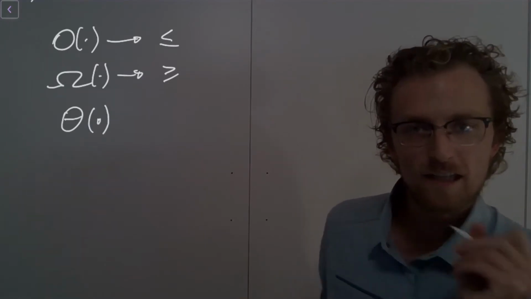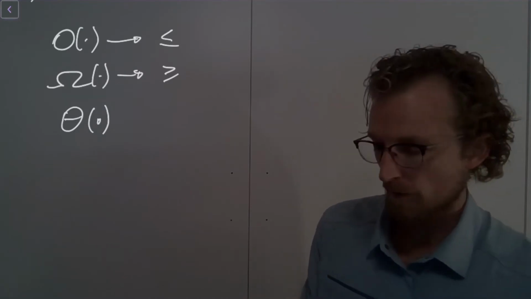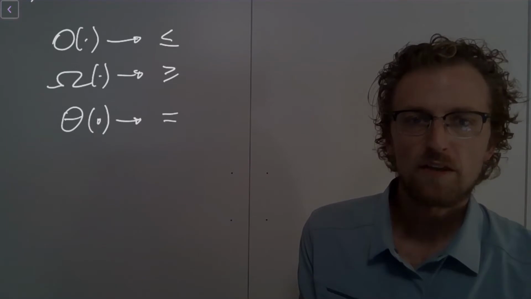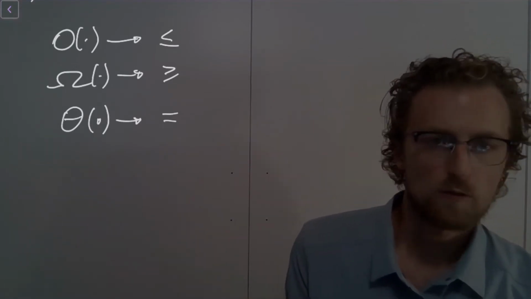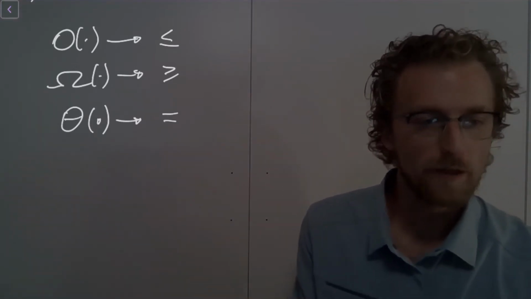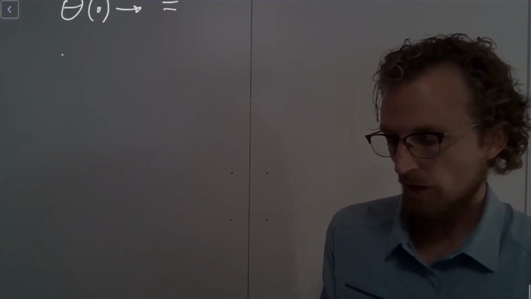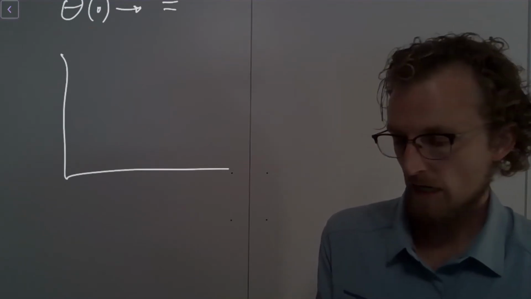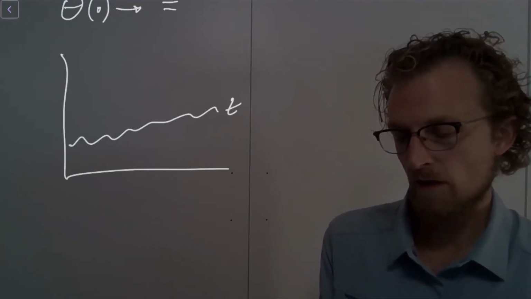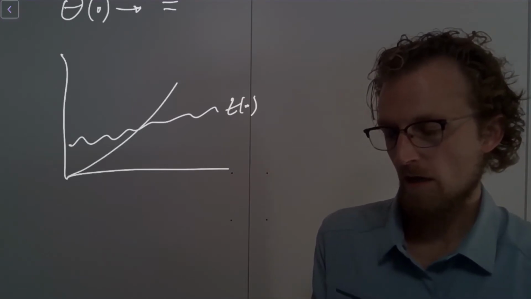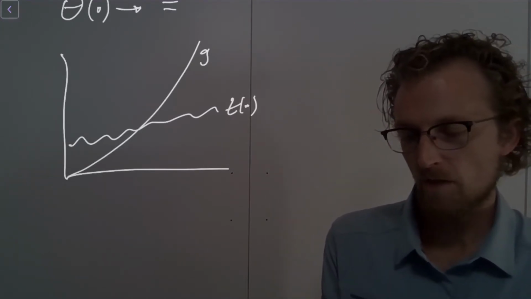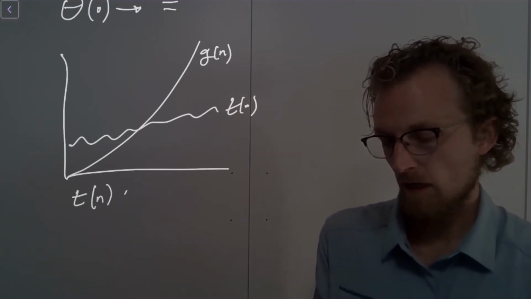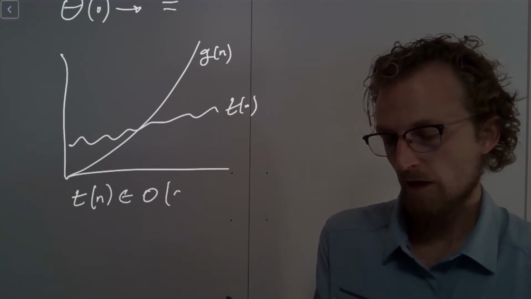So big theta lets us say something with much more precision than big O and big omega, because big theta corresponds roughly to equals. So big theta ends up being a pretty useful thing for us when we're trying to be exact when we're talking about something. So if you'd like, you can think of big O as something like this. Let me draw my t of n function here. There's t of n. Here's my other function. I'll call this my g of n, my reference function. And so here, this is a situation where t of n is big O of g of n.